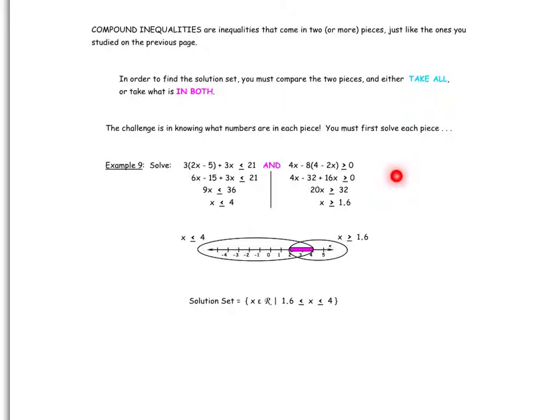I worked them out for you, and if you would like to study the work, I would suggest that you pause this and come back and look at it when you're all finished. I used the Venn diagram for less than or equal to 4. I used the Venn diagram for bigger than or equal to 1.6. "And" means in both, and so I chose the section that was in both, and I summarized it with set builder notation.